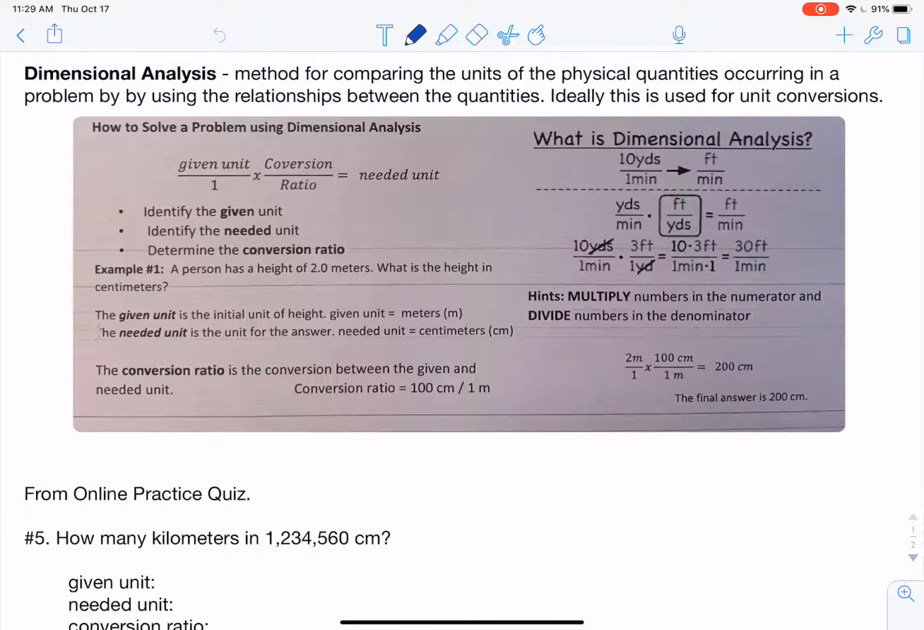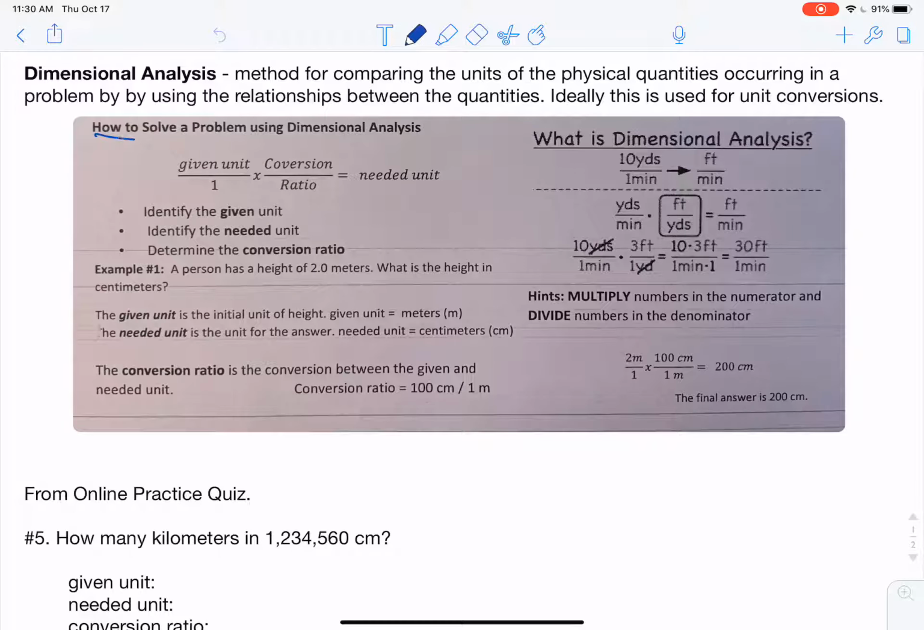All right, so dimensional analysis is a method for comparing the units of the physical quantities occurring in a problem by using the relationships between the quantities. This is really ideal for unit conversions. Most unit conversions are one-step problems, but as we get more advanced in physics, you're going to need to use multiple steps. So this is just a way to keep your work organized so that you get to the right units at the end.